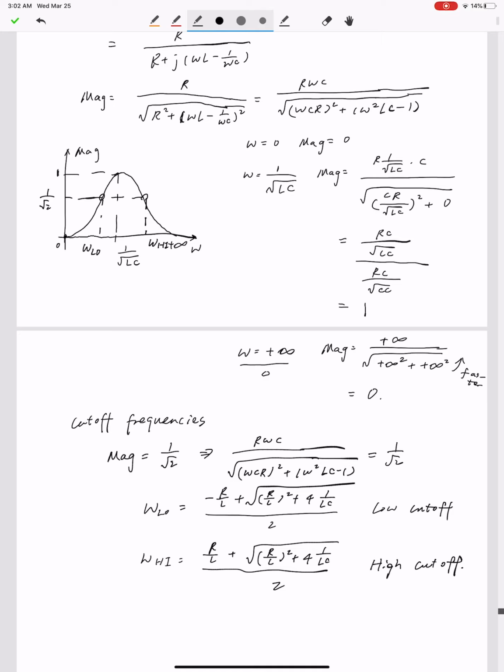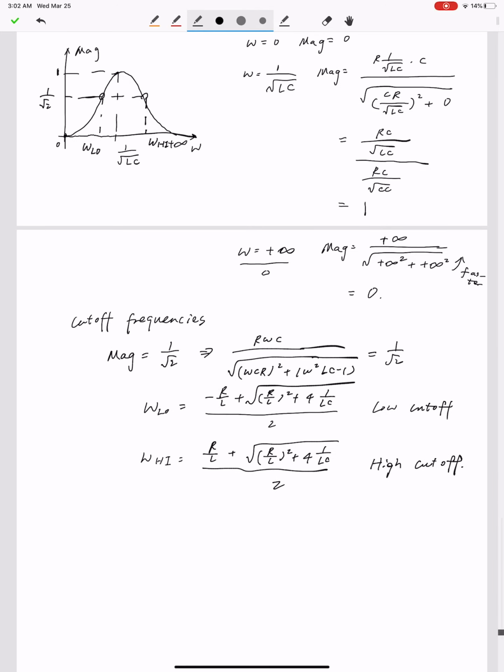Okay. And the middle point between the low cutoff and high cutoff is the center frequency, which is also called the center frequency. And that is 1 over square root of LC. Okay.